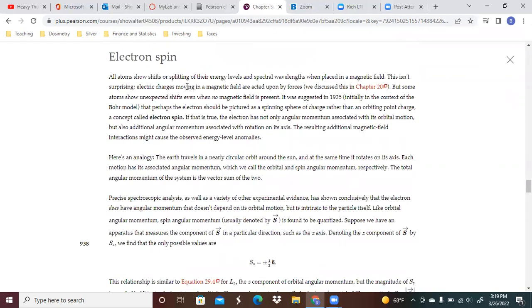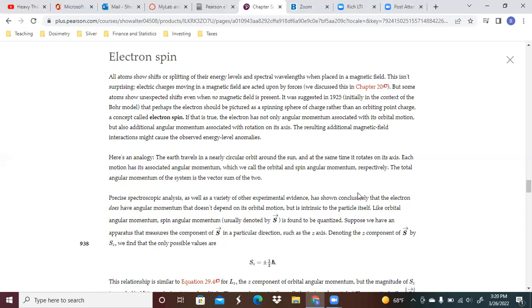Electron spin. All atoms show shifts or splitting of their energy levels and spectral wavelengths when placed in a magnetic field. This isn't surprising. Electric charges moving in a magnetic field are acted upon by forces, but some atoms show unexpected shifts even when no magnetic field is present. So in 1925, it was suggested that perhaps the electron should be pictured as a spinning sphere of charge rather than an orbiting point charge, a concept called electron spin.